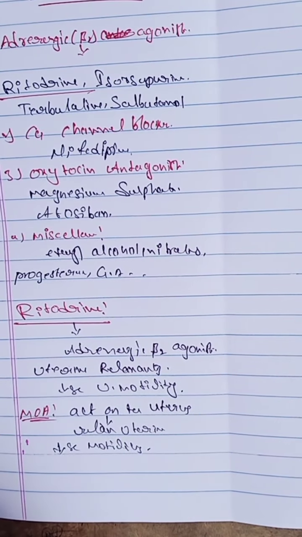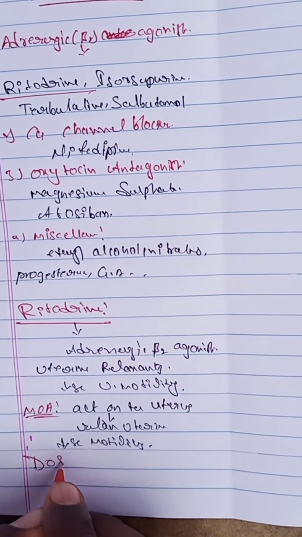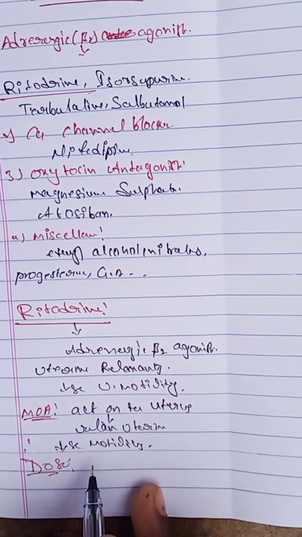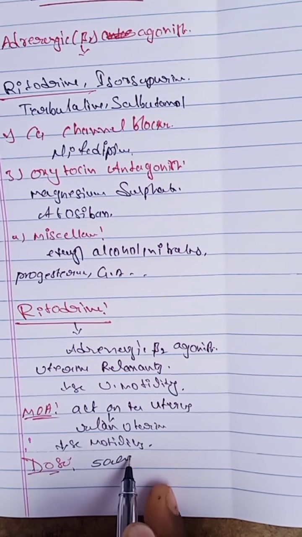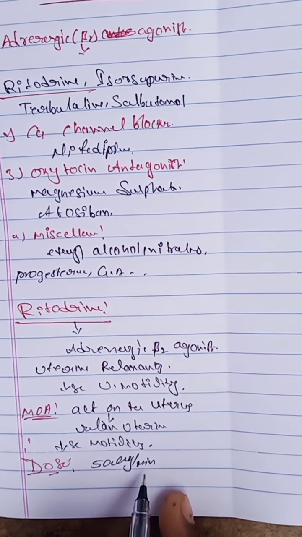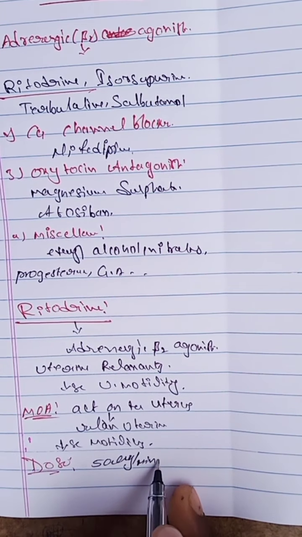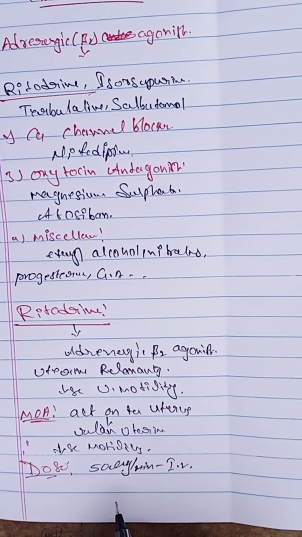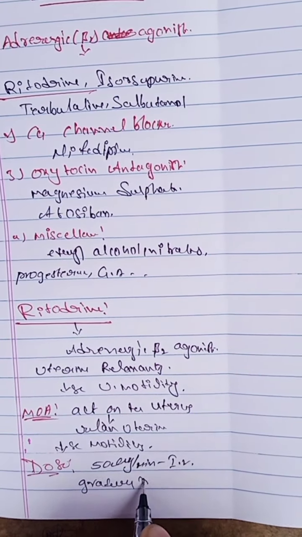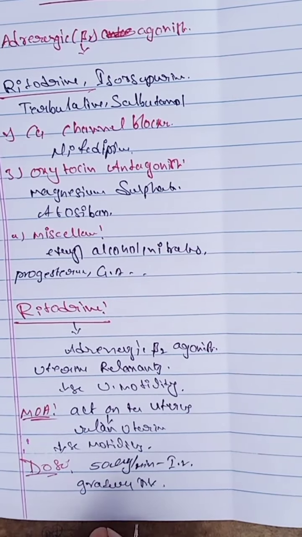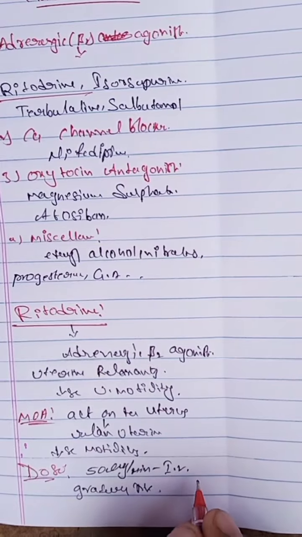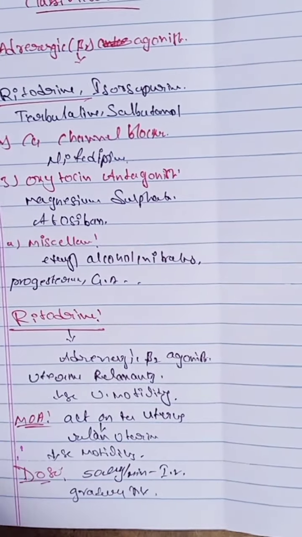And the next one, what is the dose of the drug? The starting dose for adults is 50 micrograms per minute, administered through IV infusion, and then the dose is increased gradually. It is administered through IV infusions like saline bottles. This is about the dose of this particular drug.